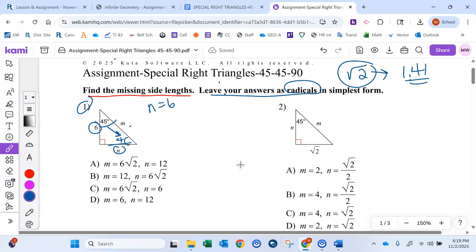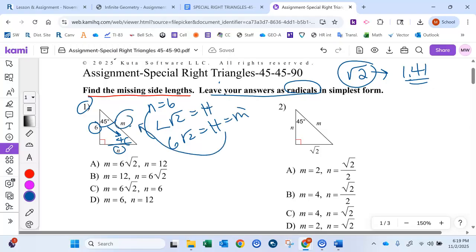Well, what's m? Remember, we know that the leg times root 2 is equal to the hypotenuse. So I'm just going to use that, leg to hypotenuse. So that means we have 6 root 2 is equal to the hypotenuse, which is, in this case, the m, right? So that's m over here. Okay, what is that? That's going to be, let's see, m is 6 root 2, and n is 6, okay, so that's going to be c. Okay, if you want, you can try number 2 and pause the video and come back and see if you've got it. Okay, so now that we've come back, what do we have?